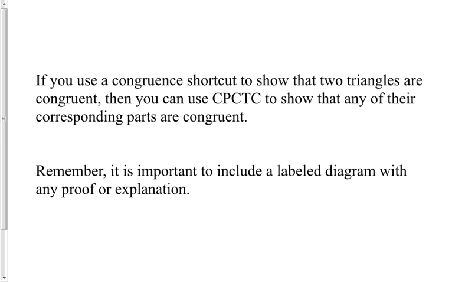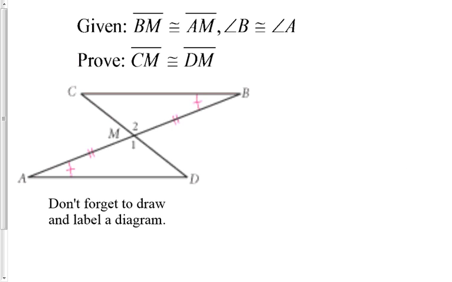Remember, it is important to include a labeled diagram with any proof or explanation. So here's an example. In the diagram, we are given that segment BM is congruent to segment AM, and angle B is congruent to angle A. You can see that this given information is already marked on our diagram. We need to prove that CM is congruent to DM.